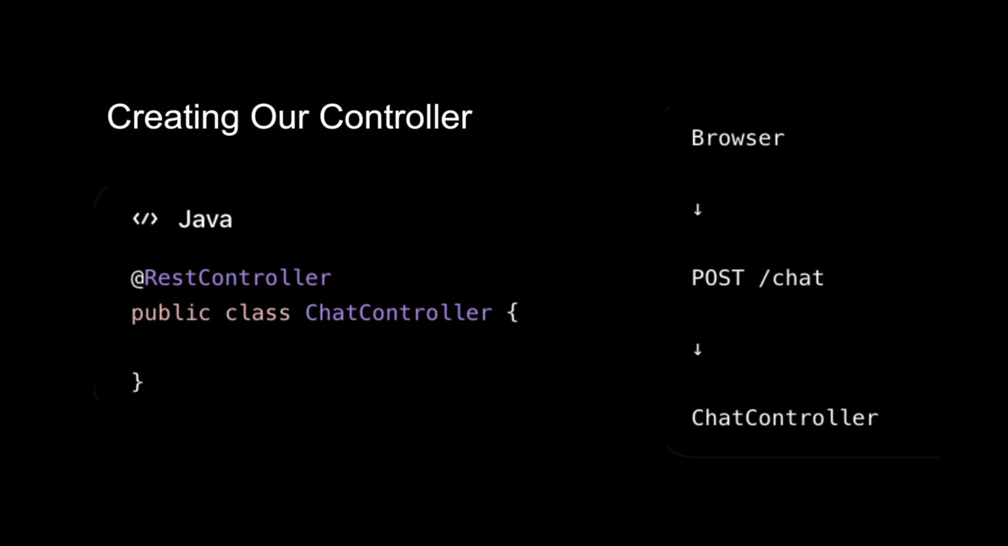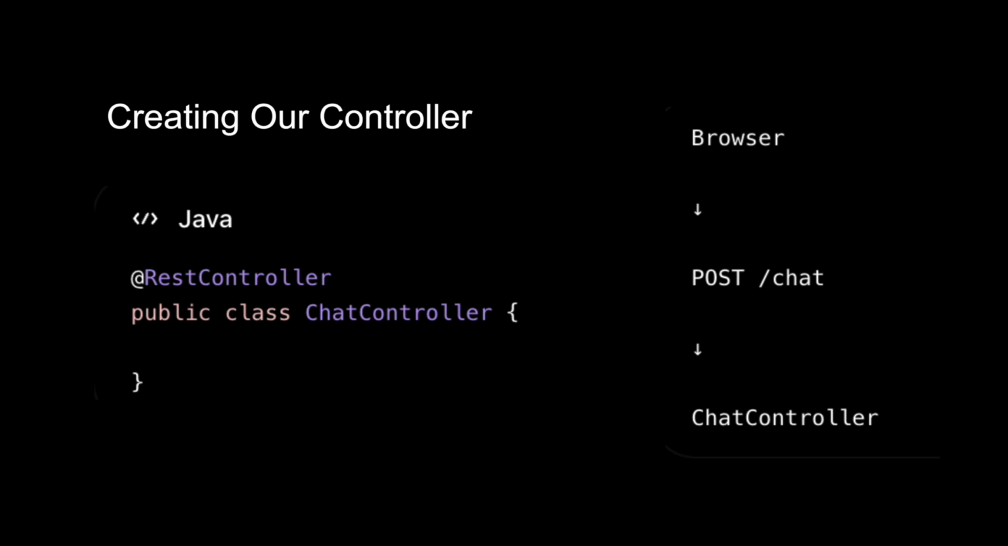Instead, it sends an HTTP request to a backend application. Exactly the same thing happens here. Instead of a product search, the user is asking an AI question. So, our Spring Boot application needs an entry point to receive that request. That entry point is called the controller.